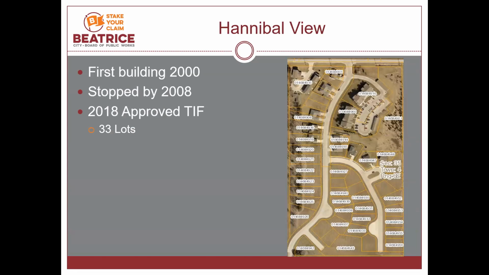And then the last example I have for you here is Hannibal View. Hannibal View is a great little subdivision here in the community. It was built in the late 1990s. The first building, I think, went up in about 2000. You can see there's a couple of apartment buildings out there and then some duplexes. But for whatever reason, building stopped out there in 2008. I don't know why. I'm sure there's a long history there, but it just stopped.